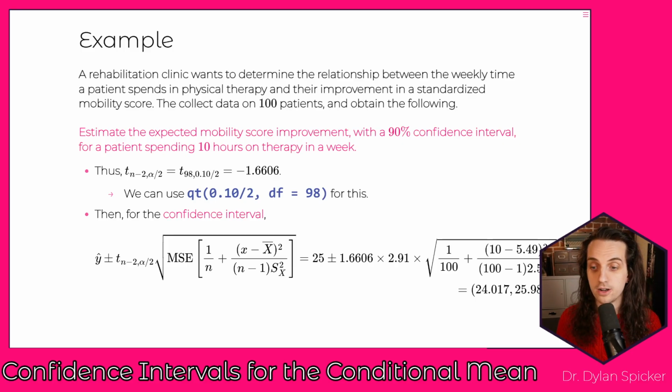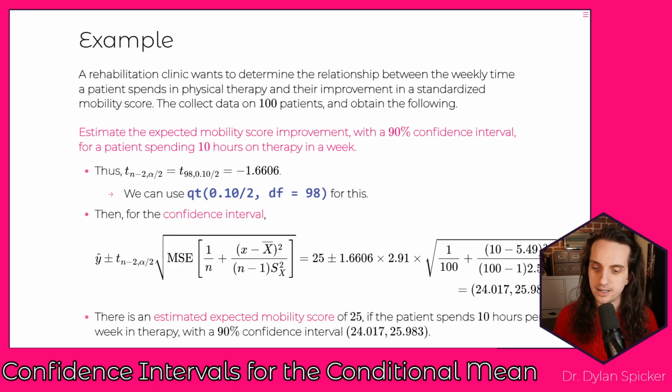We plug into our confidence interval formula here. We get our point estimate plus or minus our critical value times the standard error, right? And so that's 25 plus or minus the critical value, 1.6606, times root MSE, which is 2.91, and then we're plugging in our other values there. So 1 over 100 for our sample size, plus 10 minus x bar squared, over 100 minus 1 times the variance there, right? And so that gives us 24 to 25.9, so 24 to 26 as our rough interval there, right? And so we can say that there's an estimated expected mobility score of 25 if the patient spends 10 hours per week in therapy. The 90% confidence interval is going to go, again, roughly from 24 up to 26.